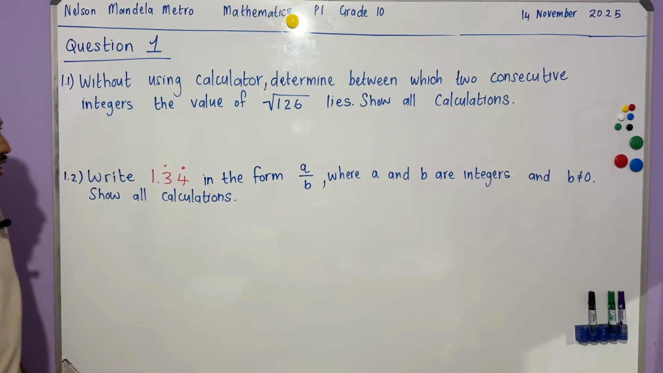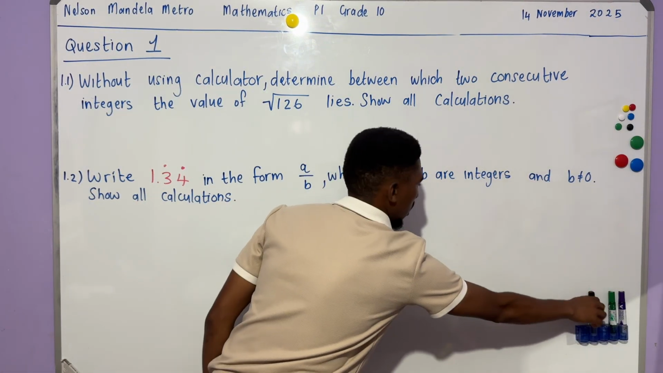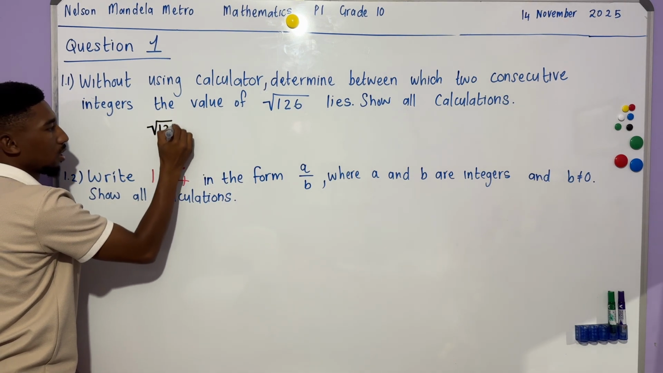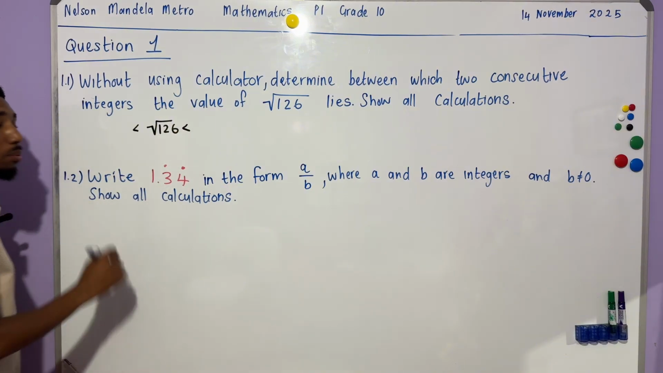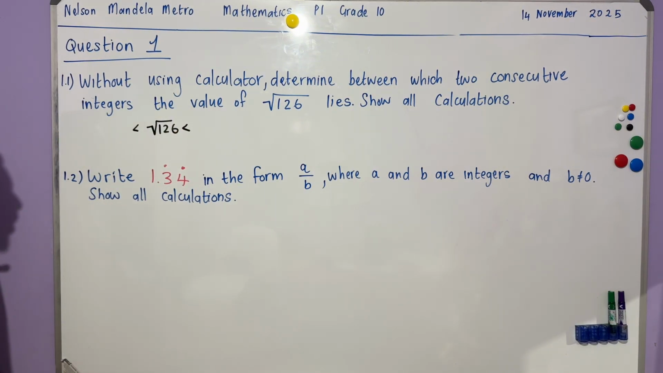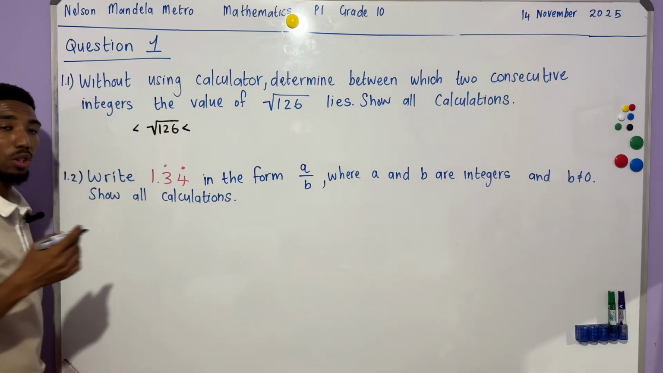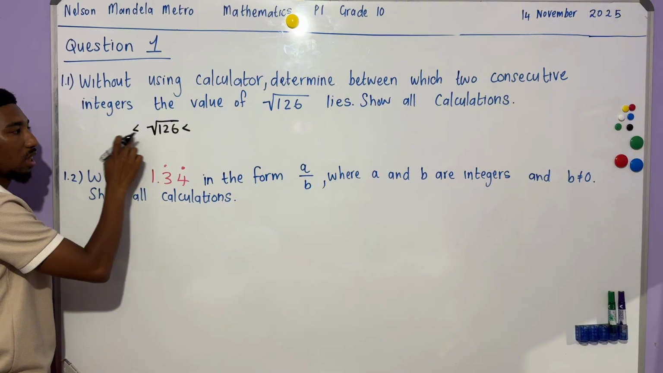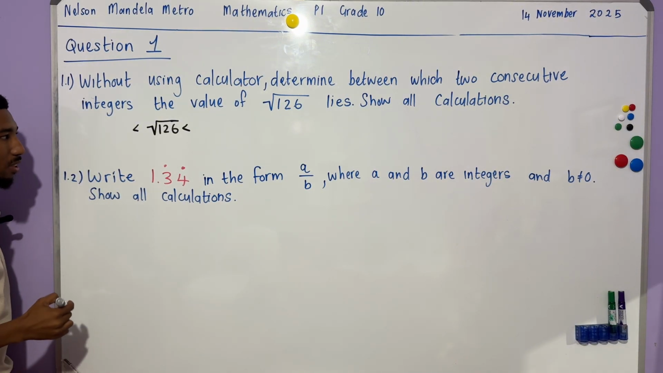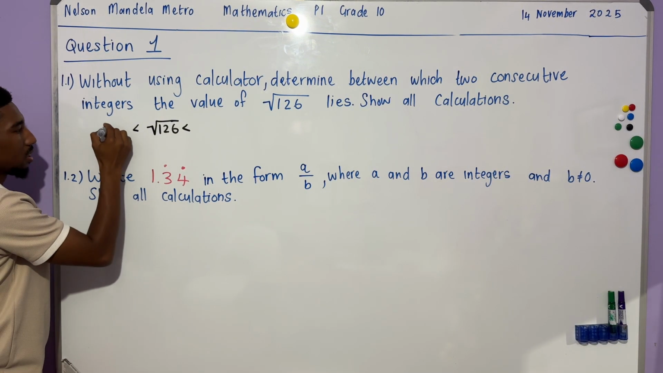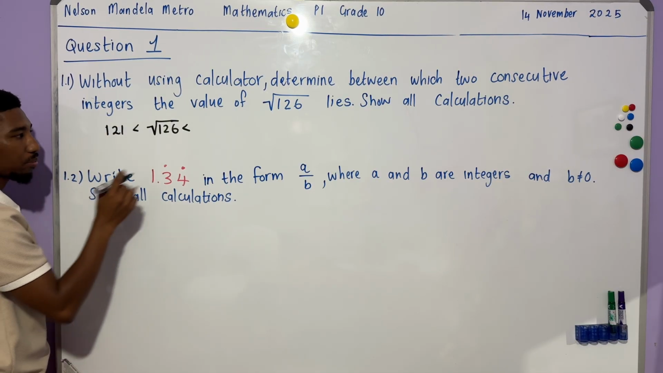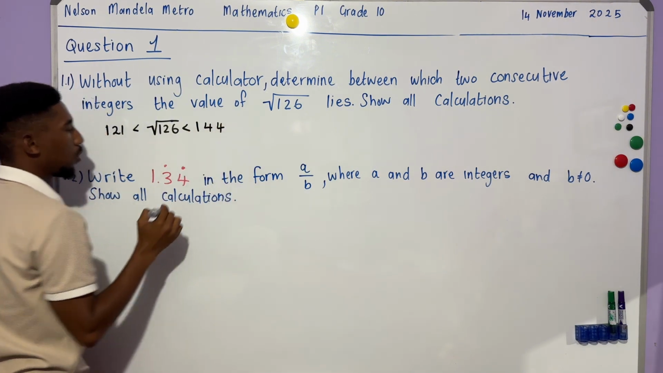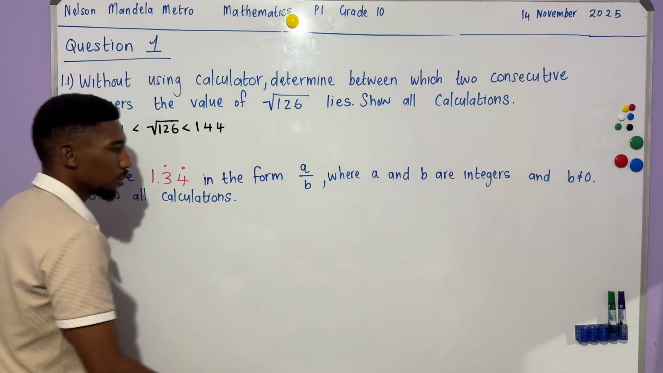With a question like this, the first thing we need to do is to take the square root of 126, and we know it's lying between two consecutive integers. Now, what you need to know is which two square numbers before 126 and after 126 exist. The square number before 126 is 121, and the square number after 126 is 144.